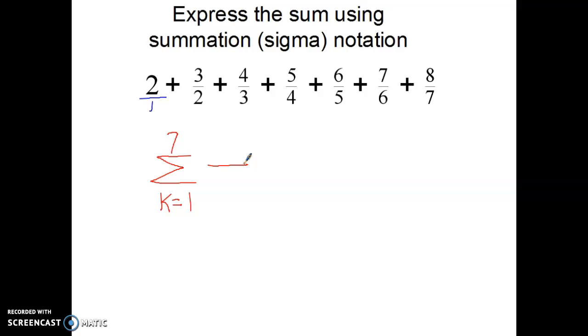The denominator is the same as each term number. So that means I would just have a k for my denominator. The numerator happens to be one more. So there would be my pattern for the last example.